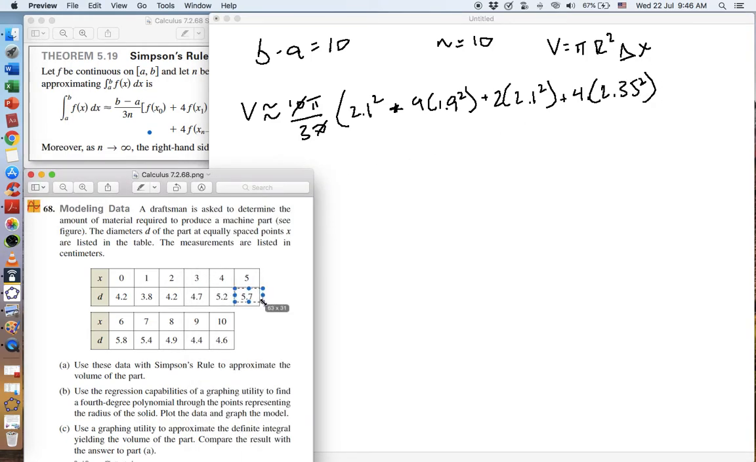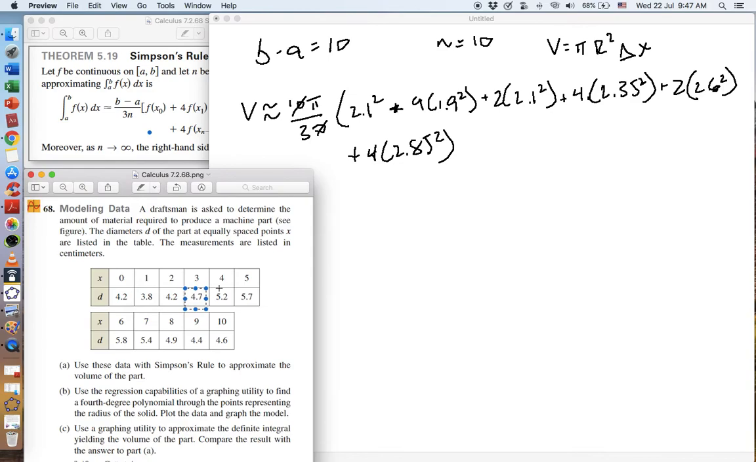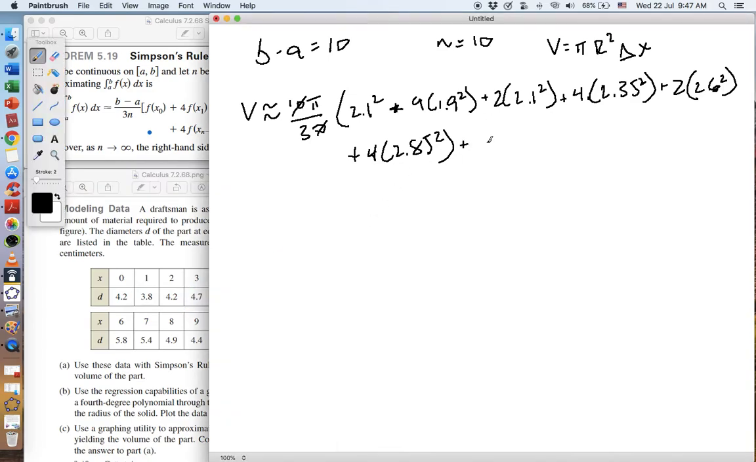And that puts us right here at 5. 1, 2, 3, 4. Did I skip one? 4 times 1.9, 2 times 2.1, 4 times 2.35. Oh, sorry, that puts us right here. My fault. All right, the third interval plus 2 times 2.6 squared plus 4 times 2.85 squared. And that brings us out to the fifth there, or what would be the sixth measurement, times 2 times 2.9 squared plus 4 times 2.6.